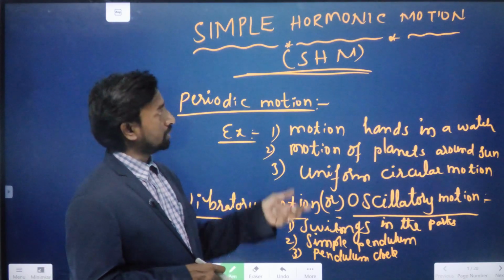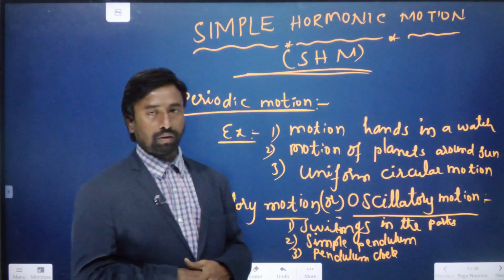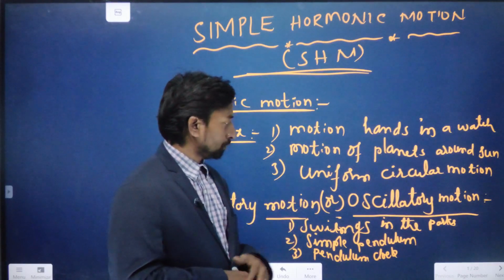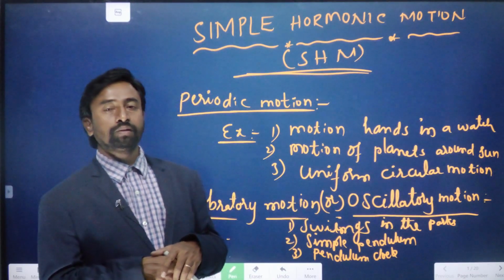So why have we discussed this? To understand simple harmonic motion. What is simple harmonic motion? What is the difference between vibratory motion and simple harmonic motion? Simple harmonic motion is a special type of oscillatory or vibratory motion. What is special about it? The acceleration of the particle in oscillatory or vibratory motion is directly proportional to the displacement, and it is opposite to the displacement, always pointing towards the mean position. The oscillations take place about the mean position.